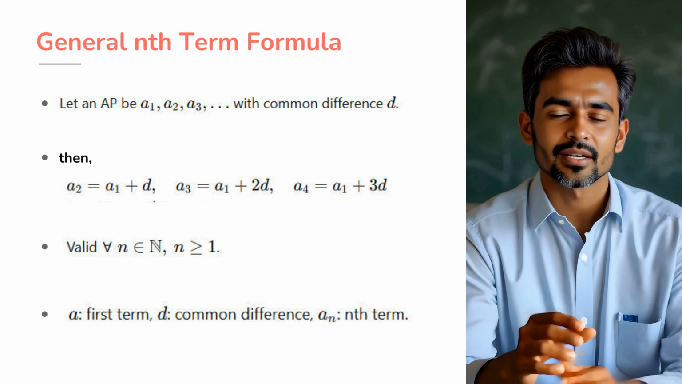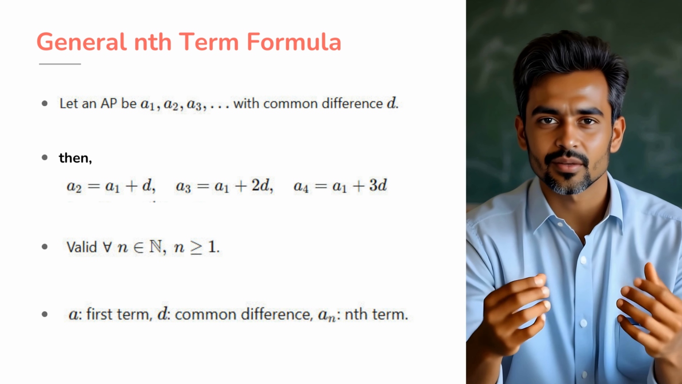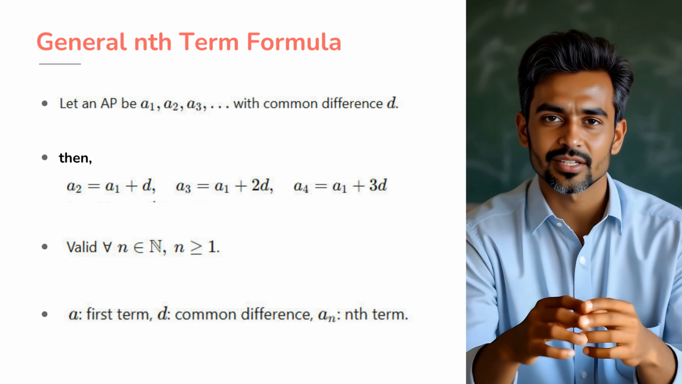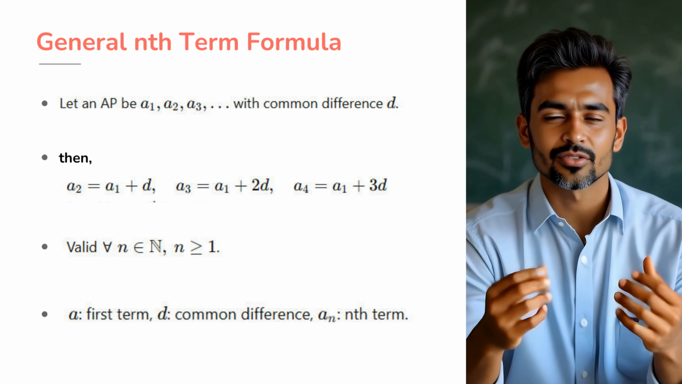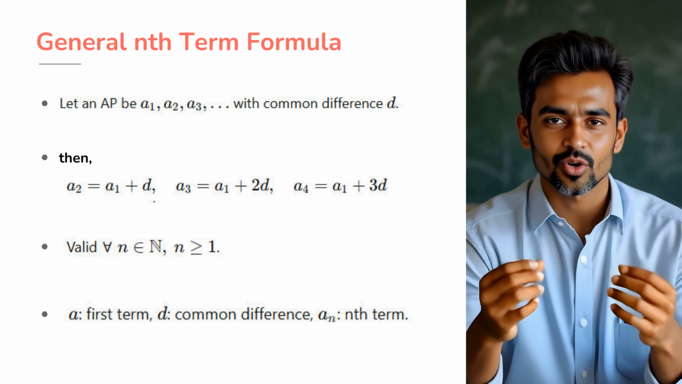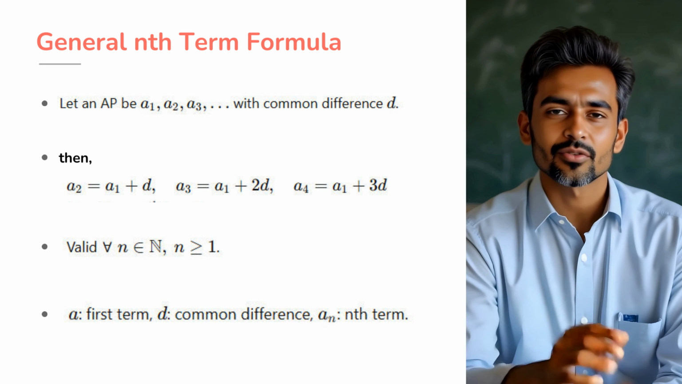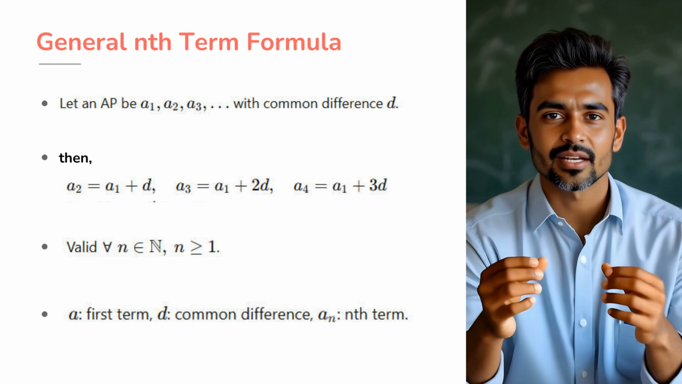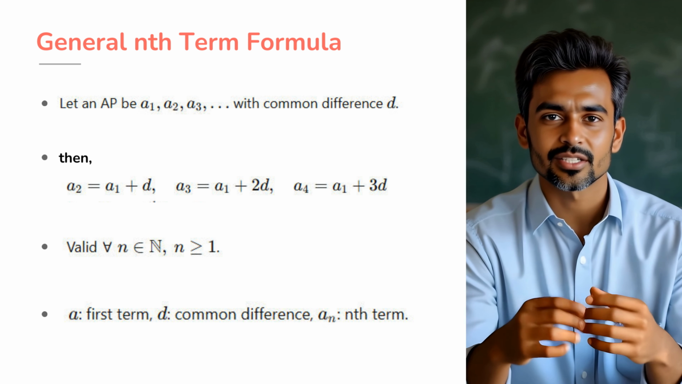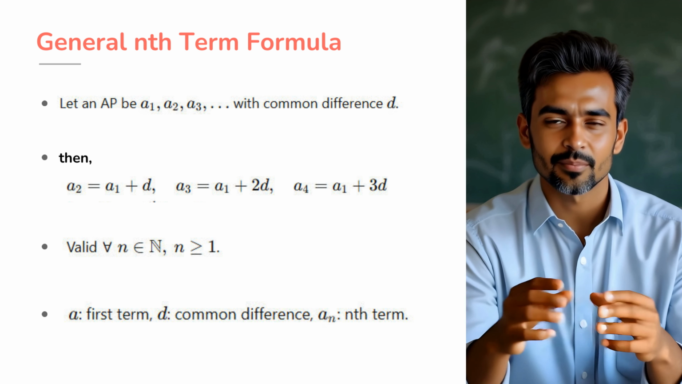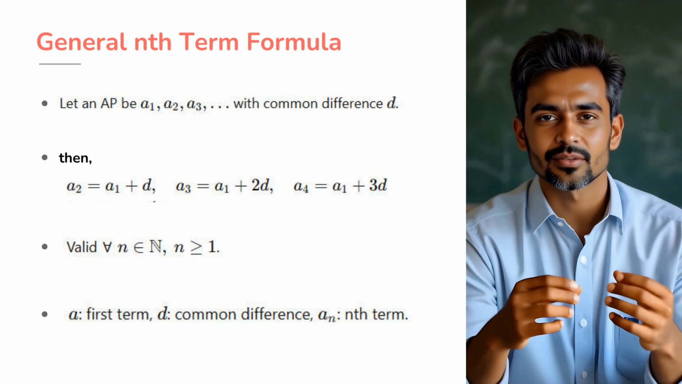If we follow this pattern, then the nth term, written as A sub n, becomes a plus bracket n minus 1 bracket into D. This formula works for every natural number n as long as the difference remains constant. And remember, A is the first term, D is the common difference, and A sub n is the nth term we want to calculate. This formula is like a magical shortcut. It saves us from long and repetitive calculations.